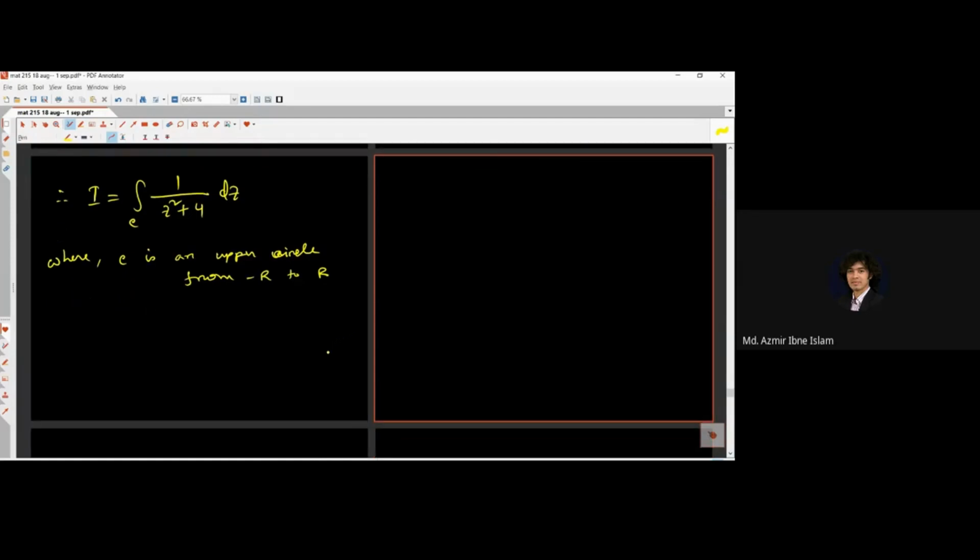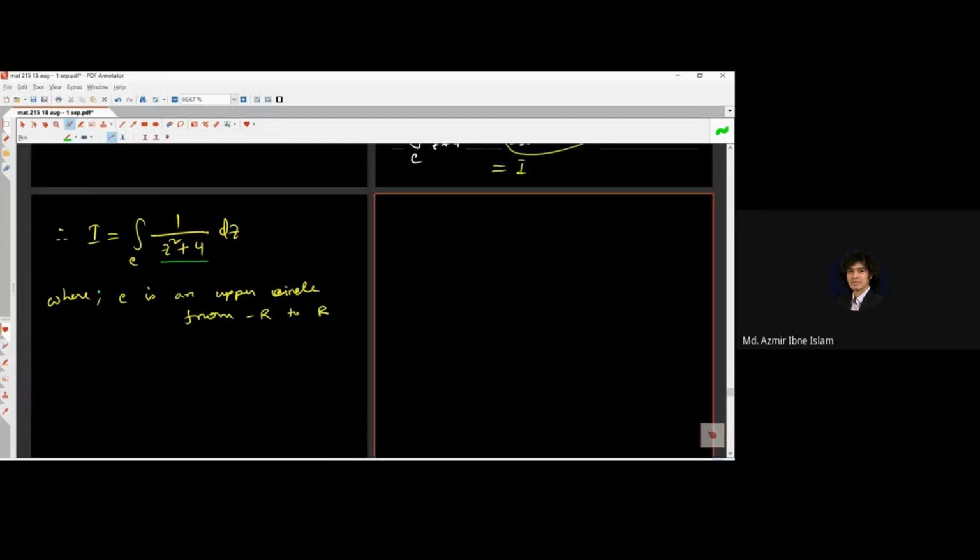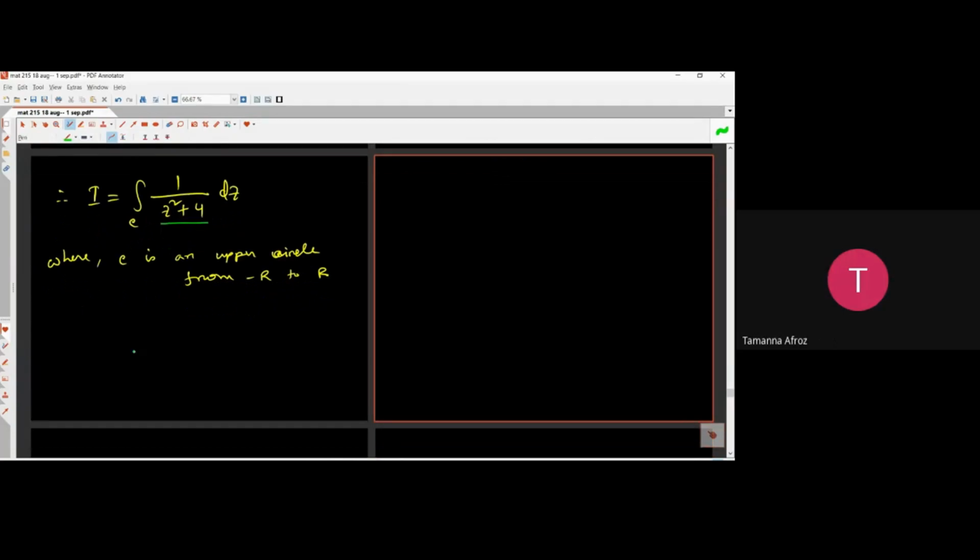Just recall all the steps that you have learned in Cauchy's residue theorem: step 1, step 2, step 3. What is step 1? We have to find the poles. At the same time, you can have a look here that it is z squared plus 4. Is it in factor form? No. So we can bring it to factor form. We have to set the denominator equal to 0, z squared plus 4 equal to 0.